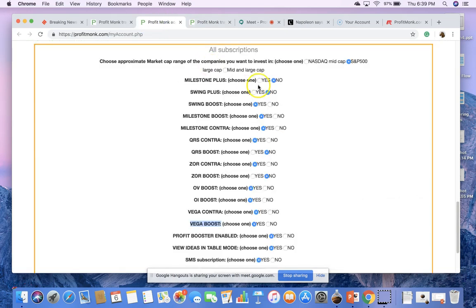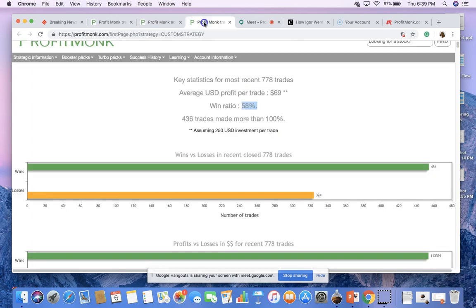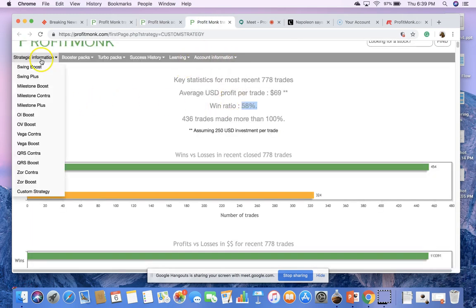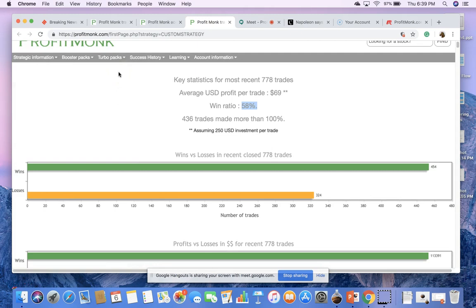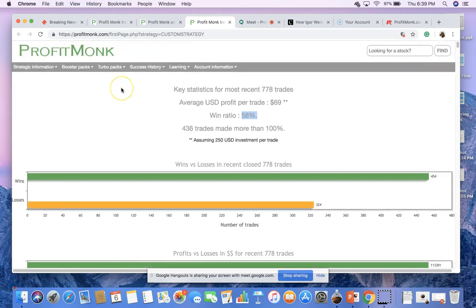Now if you choose just one strategy, let's say if I make all of these nos and then just choose milestone plus, just for argument's sake, then the custom strategy page will come out to be similar to if you just open the milestone plus page. So this is an important concept to understand because what I'm going to describe in a minute is actually going to flow out of this particular concept. So if there is any question about this, let's go through that before I dive in one level deeper.